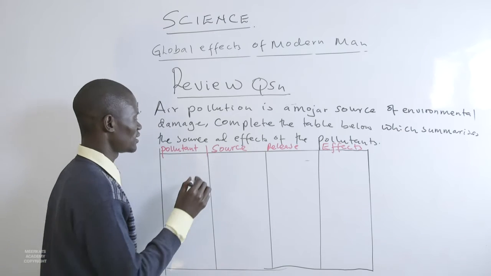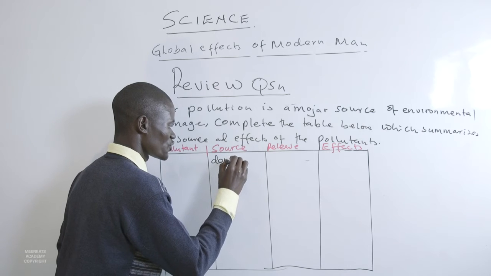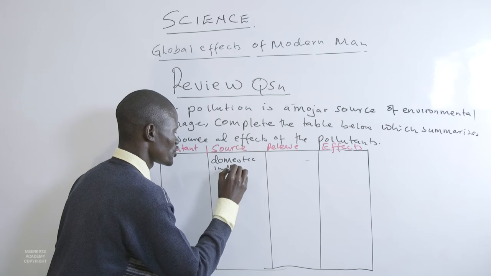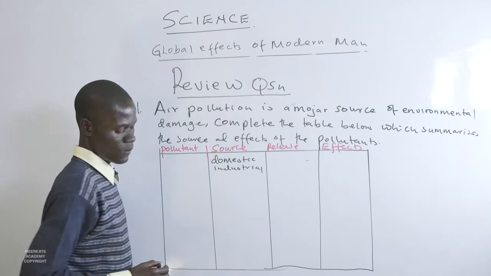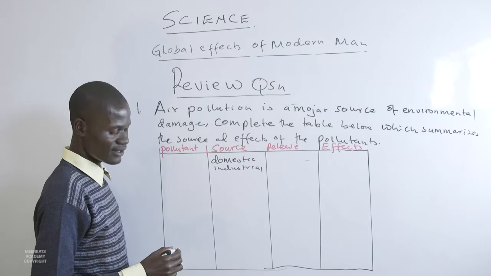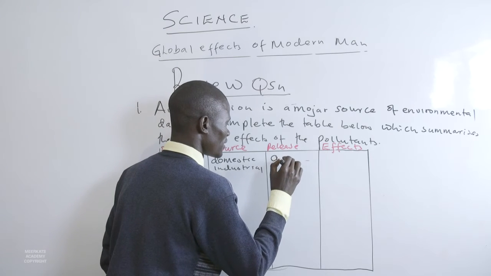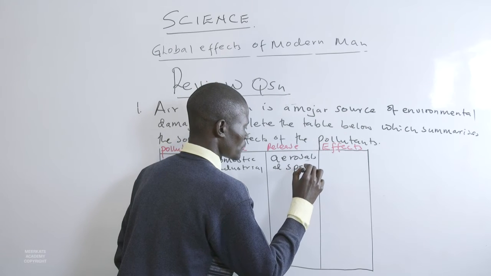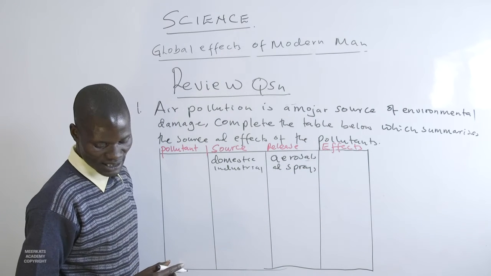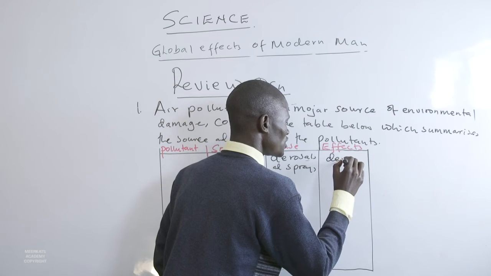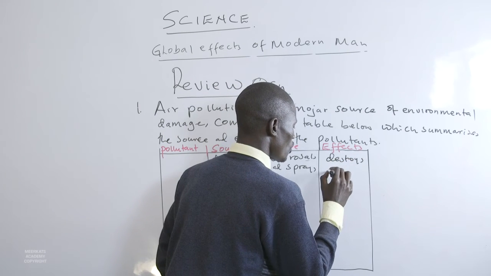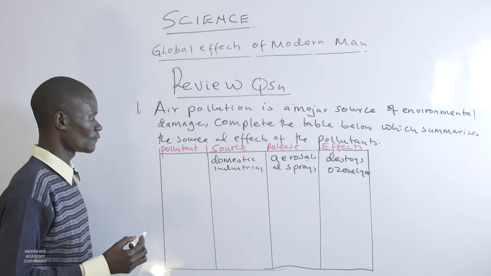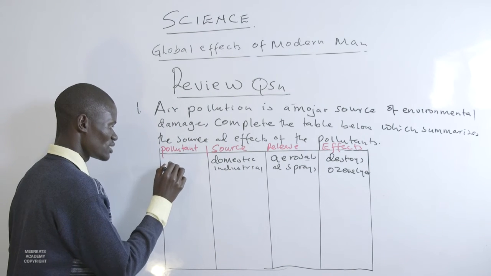For example, we have here that the source is domestic, industrial. And then what do they release? Aerosols and spray. What is the effect? This one destroys the ozone layer. They want you to find out the pollutant here.